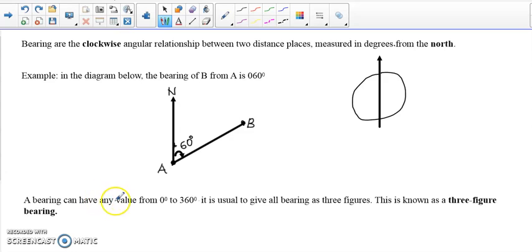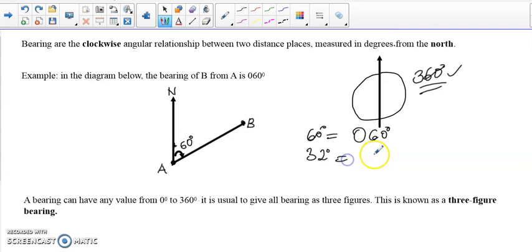A bearing can have any value from 0 to 360 because the total sum of a circle is 360 degrees. So it is usual to give all bearings as three figures. This is known as three-figure bearing. If I have 60 degrees as a bearing, it means 060. If I have 32 degrees, it means 032, because it must have three figures. If I have 50 degrees, it means 050. Get that? Okay, let's look at some questions.